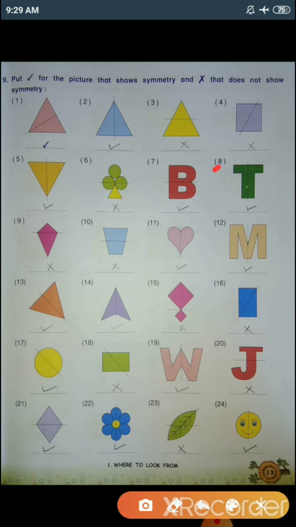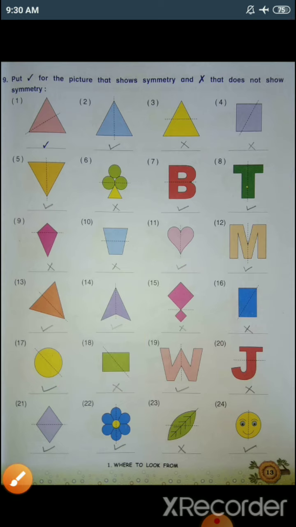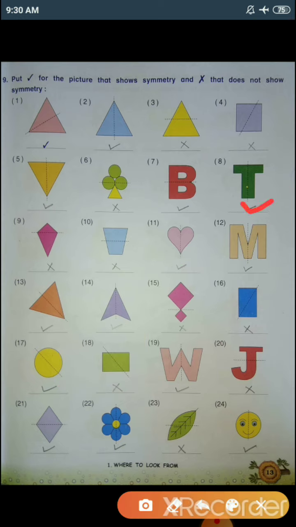Number 8. The letter T is given. Now the vertical line divides this letter into two parts. One is left hand side and the other one is right hand side. So you can see in this diagram, both the parts look same. So we can say that this shape shows symmetry. So we'll just put tick below the shape.